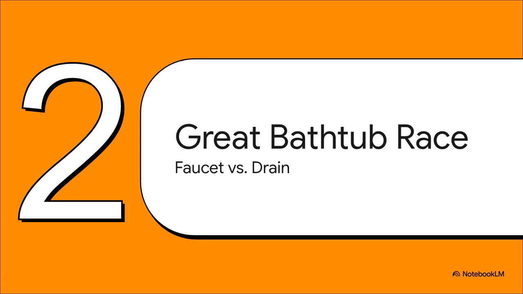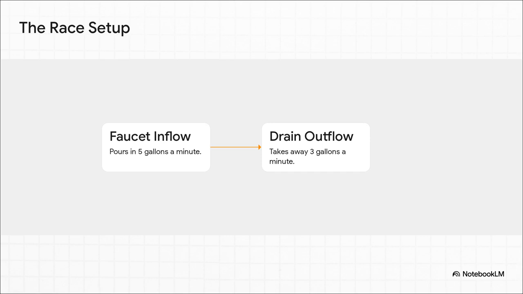Welcome to the Great Bathtub Race, faucet versus drain. Let's pit these two forces against each other. Imagine your faucet is wide open, pouring water into the tub at a rate of 5 gallons a minute. Okay, so that's a really strong inflow. But simultaneously, your drain is unplugged and it's sucking 3 gallons a minute right back out.